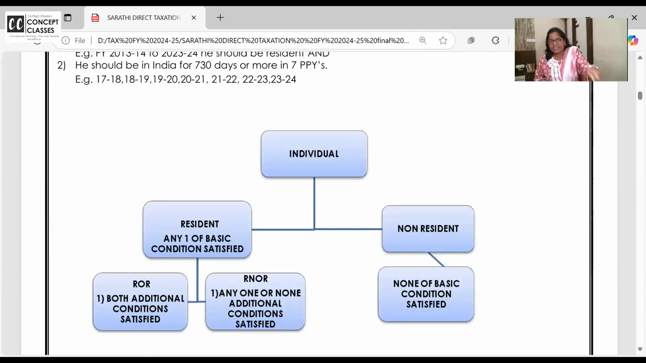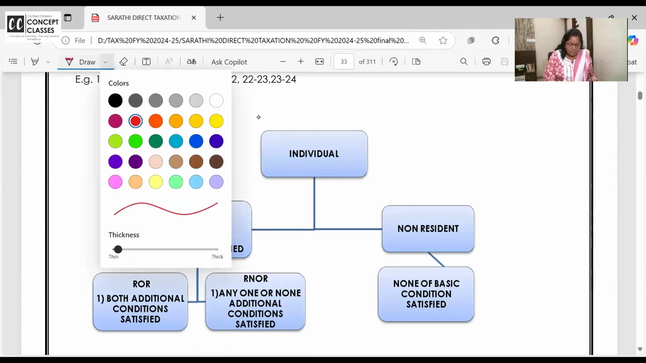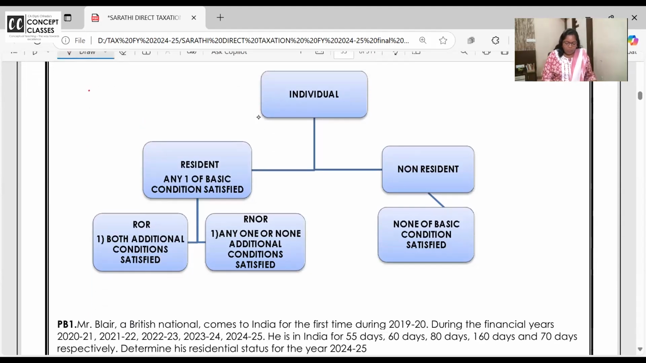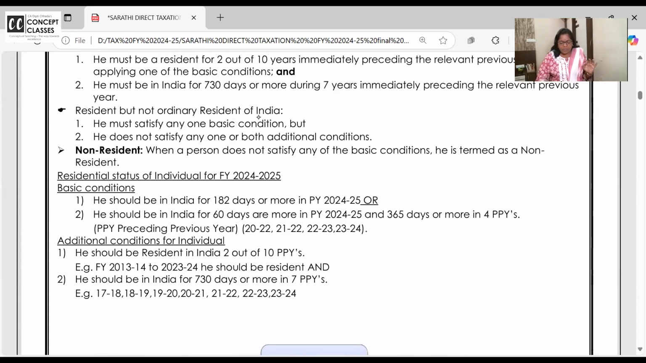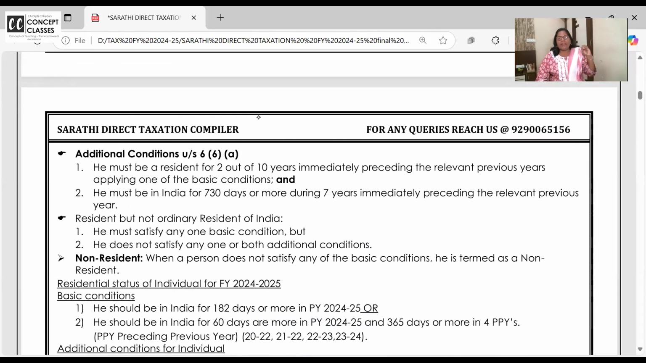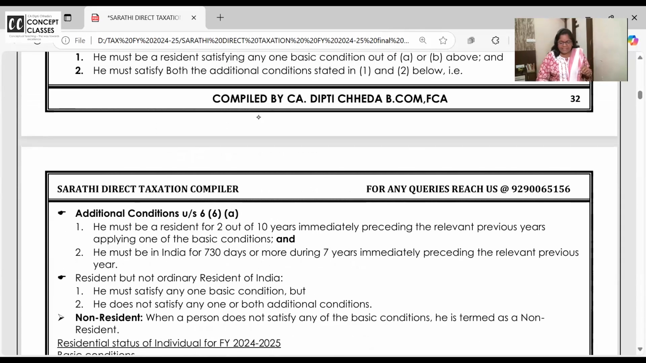So once again we can revise from the flowchart also. Here it is on the screen. So you have to satisfy one of the basic conditions, both the additional conditions. One of the basic conditions, any one or none. And none of the basic conditions, non-resident. Yesterday we have worked good problems also. And I hope you have got the presentation, how to the point you have to write answer. You have to calculate days and conclusion.